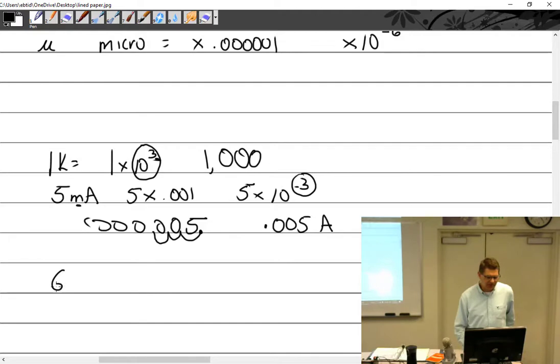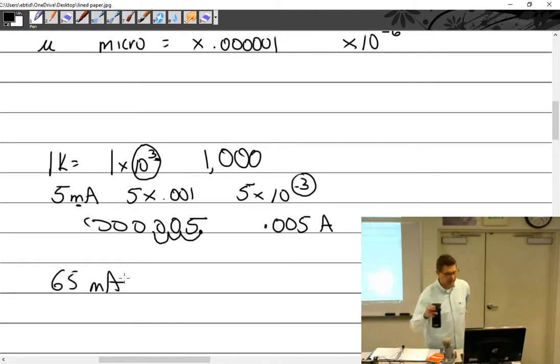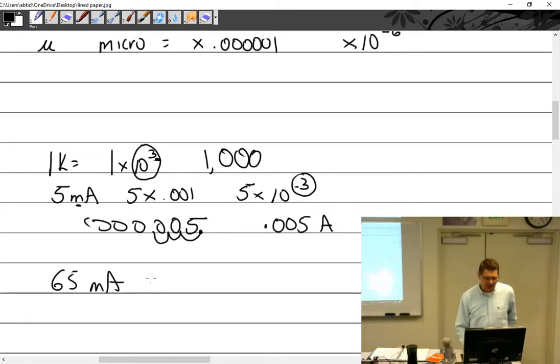What if I had 65 milliamps? How many amps is that? 0.065 amps.